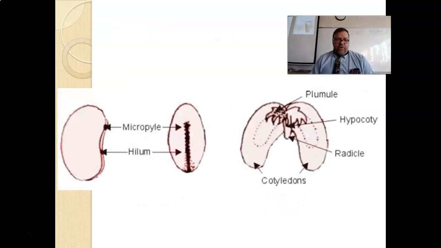There's a good picture of one. The micropyle, the hilum, the scar. And then when I cut it open, that's kind of what it is, or it's actually going to break open. This is a bean seed. You've got the plumule and the radicle. The plumule, of course, is going to go up. Radicle is going to go down. The cotyledon, of course, is the energy there.